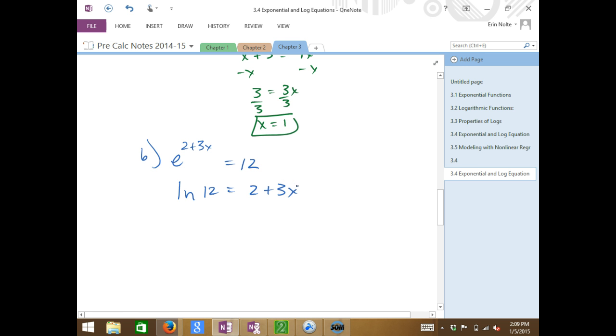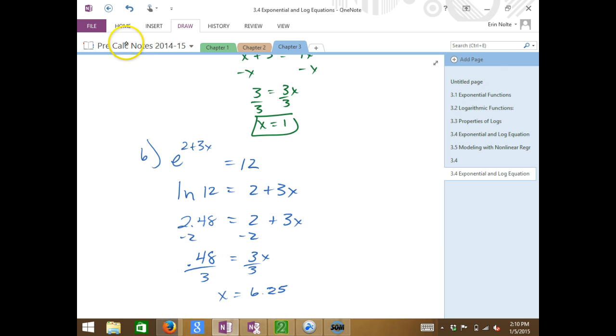Okay. So throw that in your calculator. What is the natural log of 12? 2.48, you say? Yeah. Okay, and then we subtract 2, so 0.48 is equal to 3x. What's 0.48 divided by 3? 0.62. That's not right at all. So what did you say, 0.6 what? 0.16. There we go.